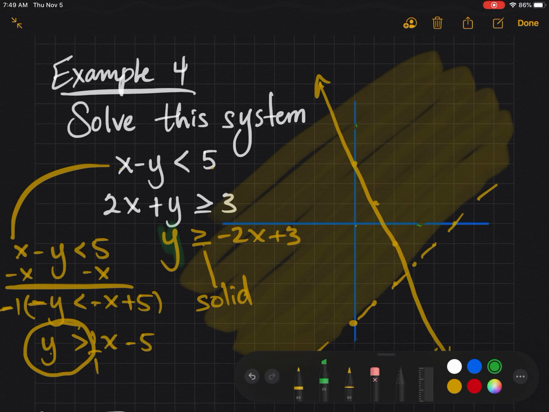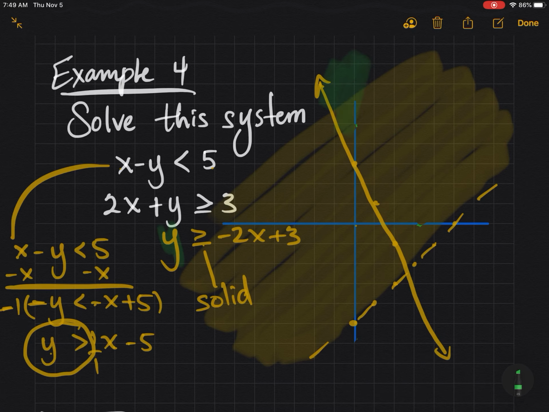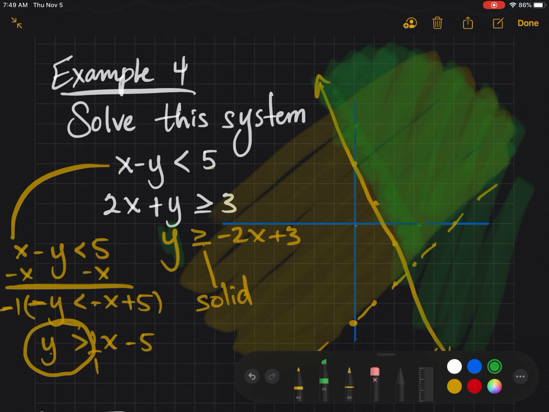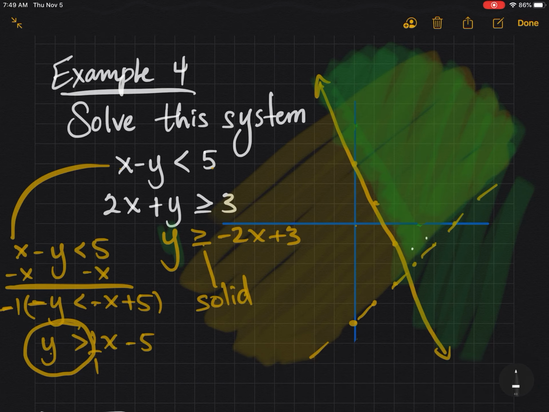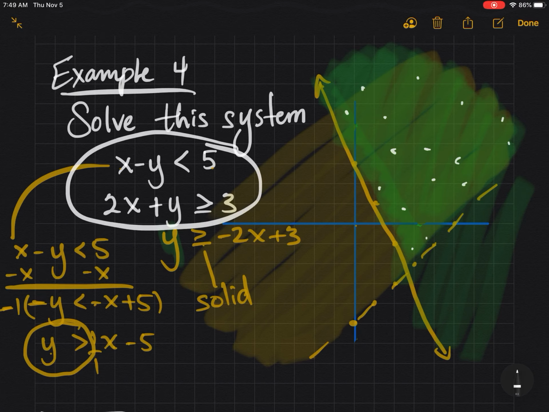And now I need to figure out, am I shading above or below? Well, it says y is greater, so I'm going to shade above. And now I'm looking to see, where did these overlap? And I can see it's this region right here where I have my overlap. So now, hopefully you can see why we have to use the graphic method, because there are infinitely many points in this region, and every one of those points makes this system true.